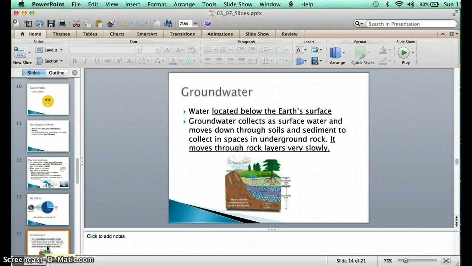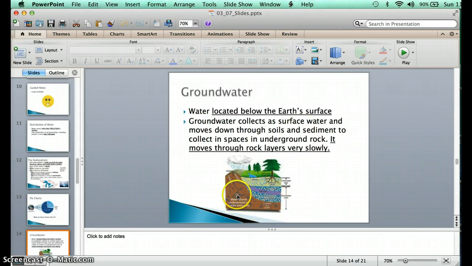Okay? So I wanted to go into what groundwater is, because you may have heard that term, but you don't really know exactly what that means. So groundwater is just water located below the Earth's surface, so it may seem like how can we drink that water? It is actually fresh water, and once we can pump it out, we can filter it and use it for drinking water. So groundwater collects as surface water moves down through soil and sediment, and collects in spaces underground.